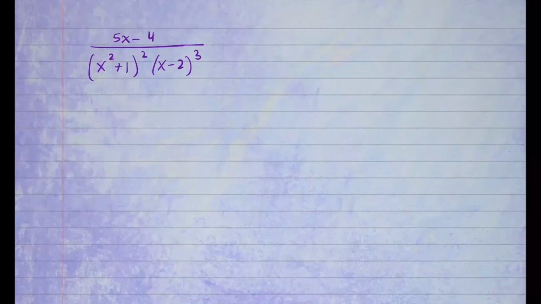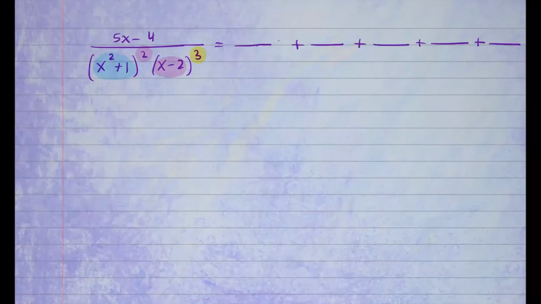Here's our last problem. We're going to set up the partial fractions. This is already factored, so I'm going to go ahead and set it up. I have a quadratic here with a multiplicity of 2, so I'm going to write 2 fractions for that. I have a linear here with a multiplicity of 3, so I'm going to write 3 fractions for that. So a total of 5 fractions. 1, 2, 3, 4, 5.